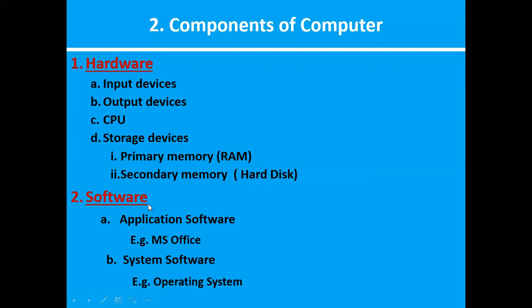Next one, in terms of software, we have two different types of software. One is application software, another one is system software. So here the software used by the end user is known as application software. Example, MS Office. Next one, system software, which is the software used by the system, the computer itself. That is, for example, operating system. So examples of operating systems are Linux, Unix, Windows XP. So here this software is used by the system itself.